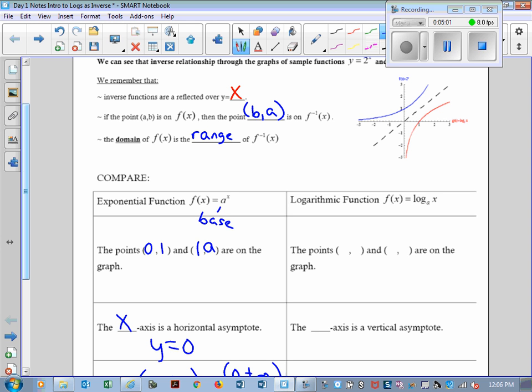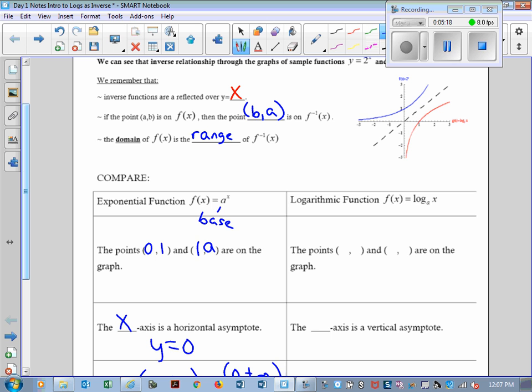What's the inverse of addition? What's the inverse of multiplication? What's the inverse of exponential? So it's a function on its own. It's the inverse of an exponential. It's all going to get tied together.